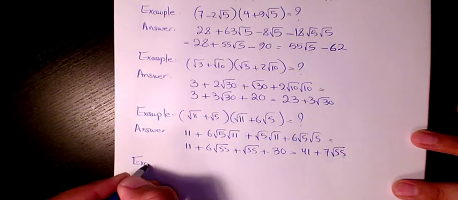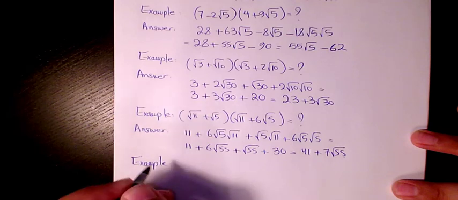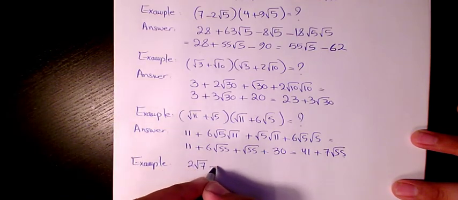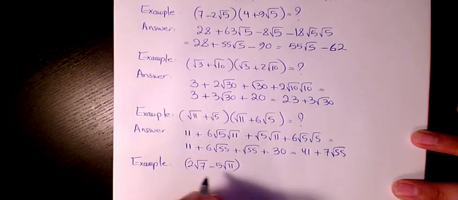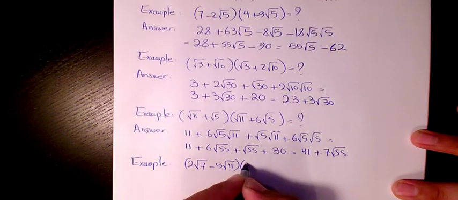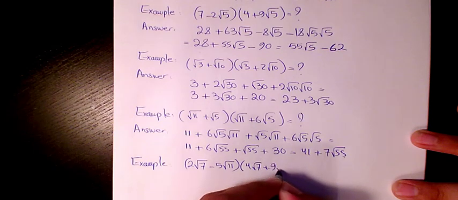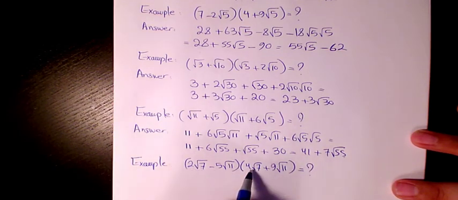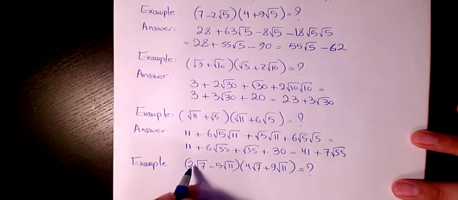Next example, we have 2 root 7 minus 5 root 11 times 4 root 7 plus 9 root 11. So we have 2 root 7 times 4 root 7. That makes it 2 times 4, 8 times 7. It's going to be 56.